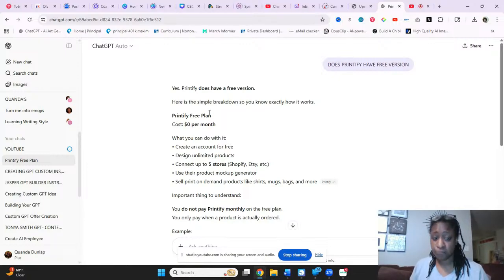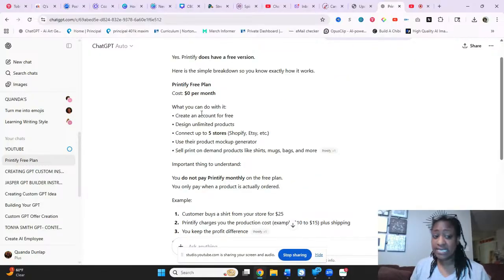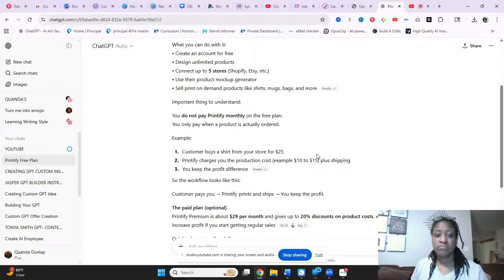Printify is free, $0 a month. What you can get with it is you can create an account for free, design unlimited products, connect up to 5 stores, use their product mockup generator, sell print on demand products like shirts, mugs, bags, and more, right? Then it says, important thing to understand: you do not pay Printify monthly on a free plan, of course, because it's $0. You only pay when a product is actually ordered.